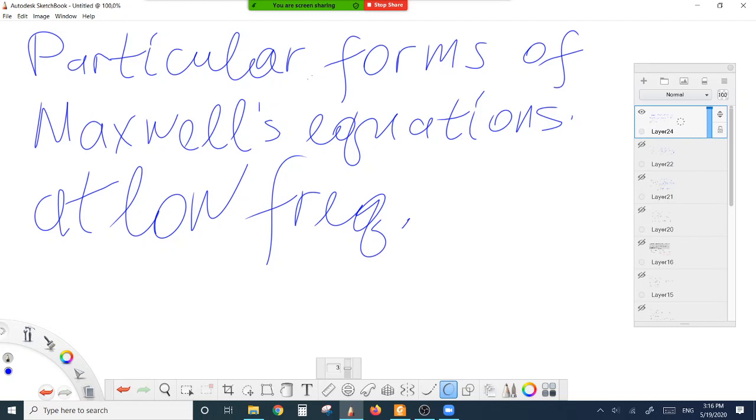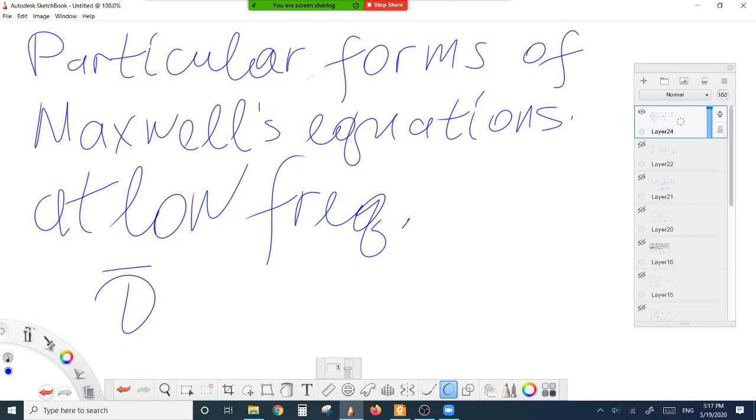And in this case, the displacement currents might be negligible or doesn't exist. And in still other situations, the current densities or charge densities in the system, or both, may be negligible.